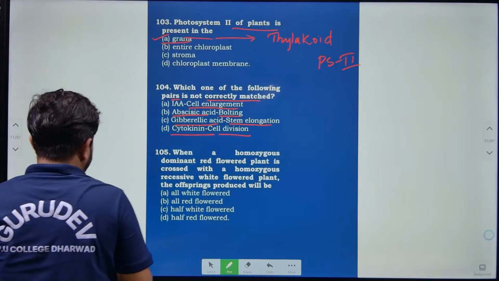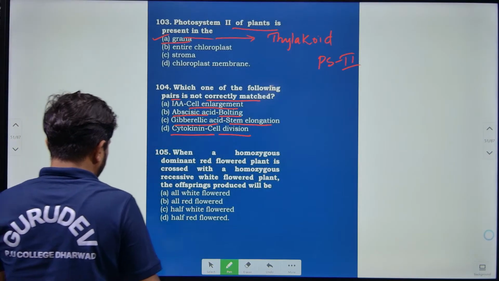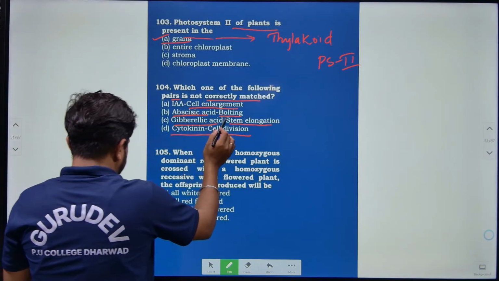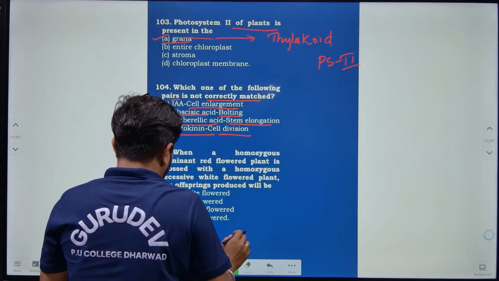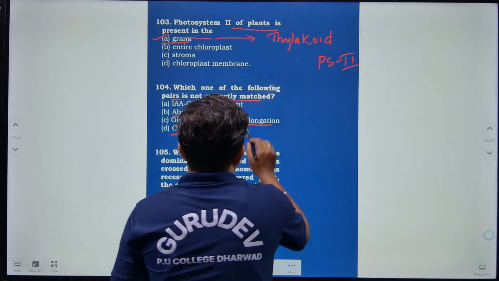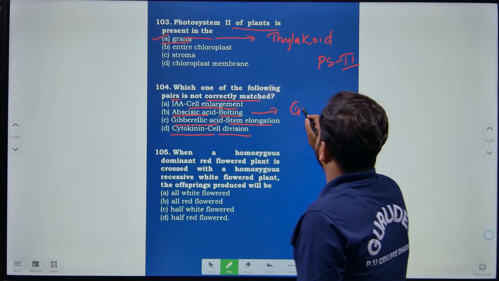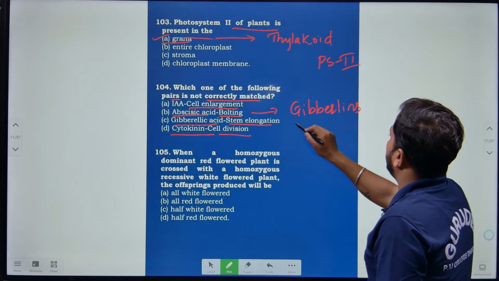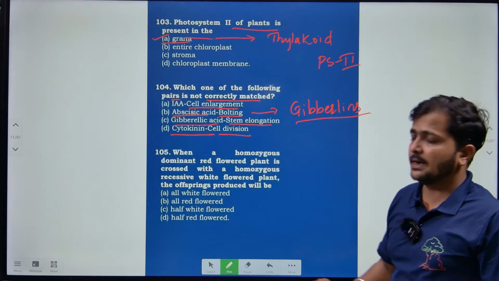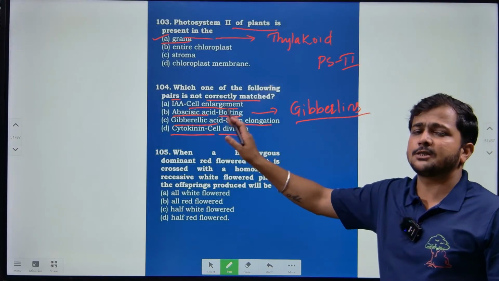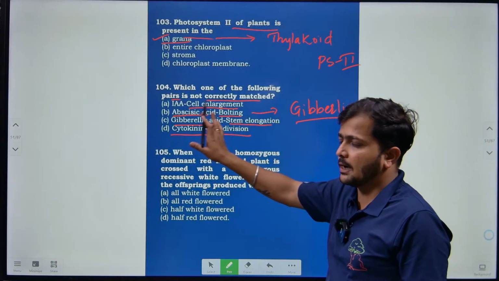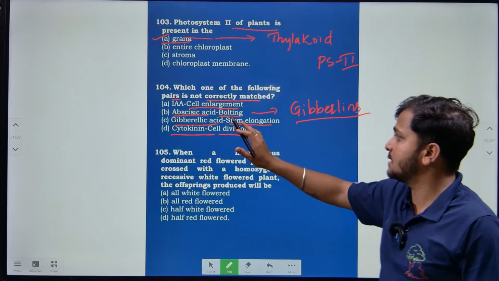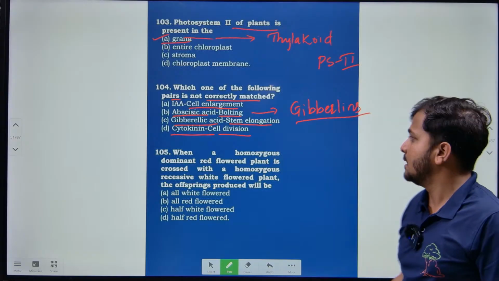So the pair that is not correctly matched is abscisic acid with bolting. Bolting is brought about by gibberellins. So gibberellin will lead to bolting. Abscisic acid actually shortens growth, and we call them growth inhibitors, right?